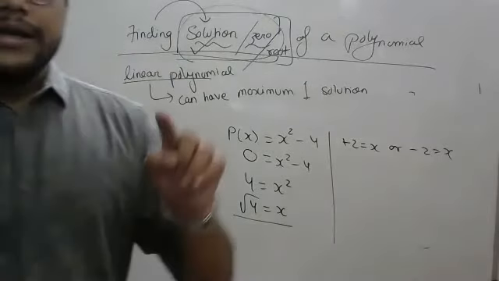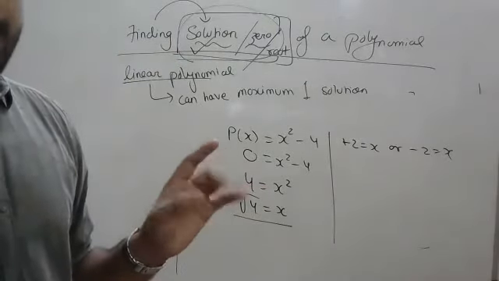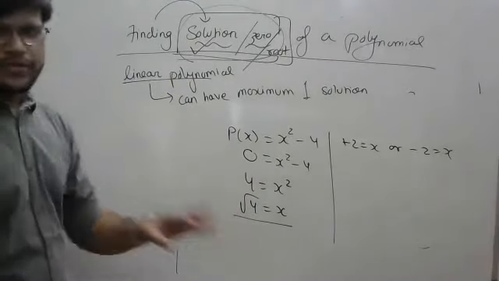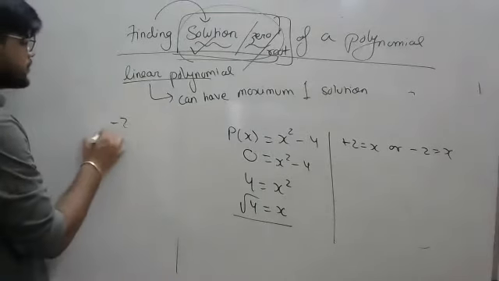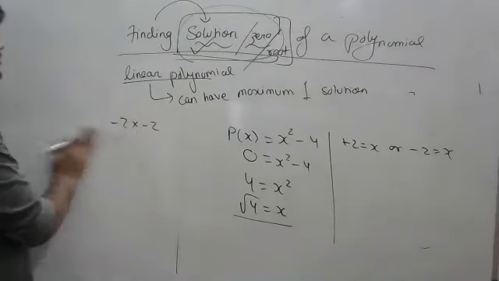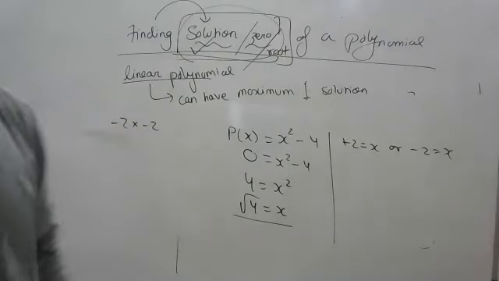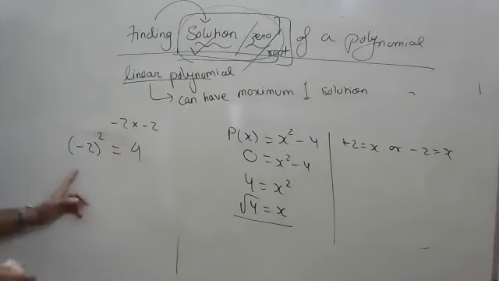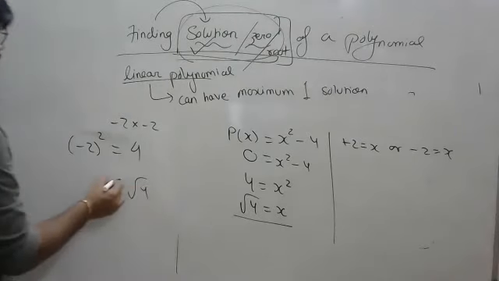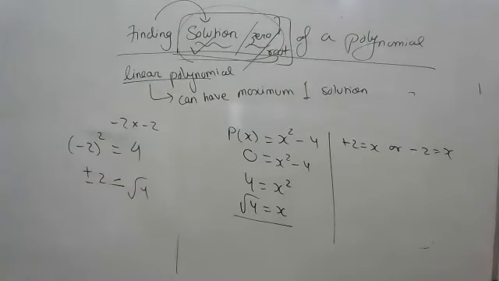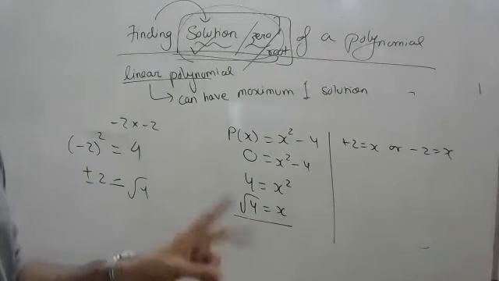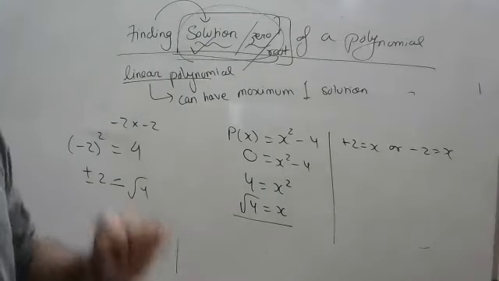Sir, 4 is positive. Let me explain. Yes, even if 4 is positive, just think. What is minus 2 into minus 2? Plus 4. So if the square of minus 2 is 4, that means the root of 4 actually has two answers. Please understand, the square root of any number will have two answers, one positive and one negative.